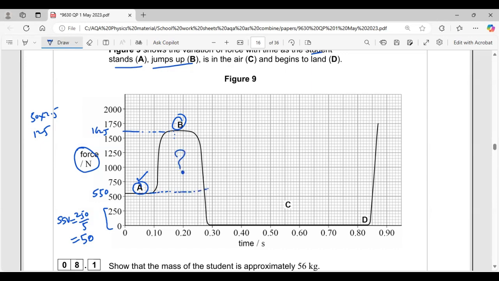Okay, so the area under this graph gives you what? It gives you change in momentum, because we know that if it is a force-time graph, the area under the graph is F into T, which is change in momentum. So the area under the graph gives you change in momentum.